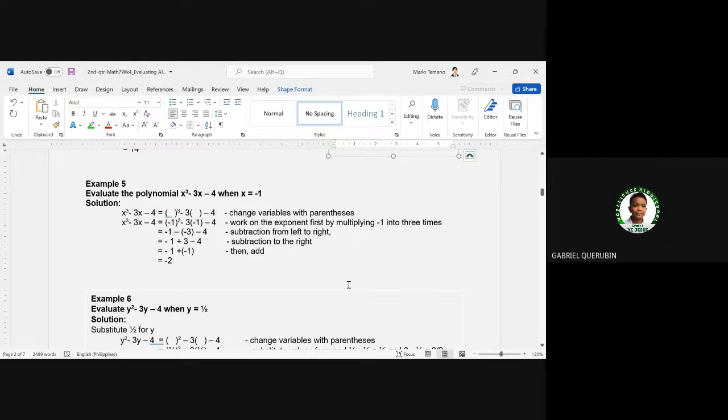Opo, sir. Sabihin nyo lang sa akin kung hindi nyo naintindihan.